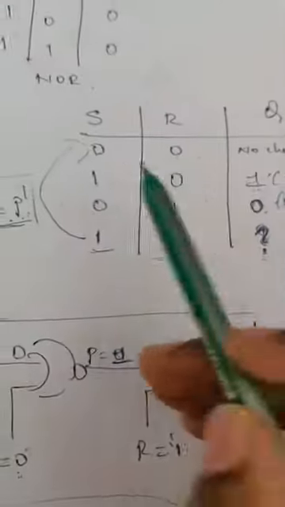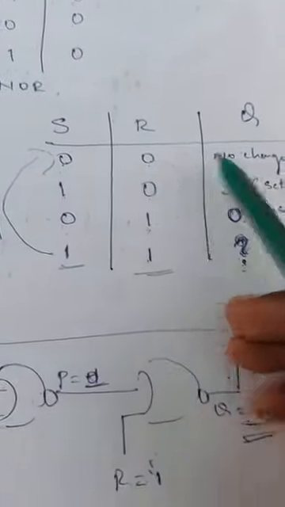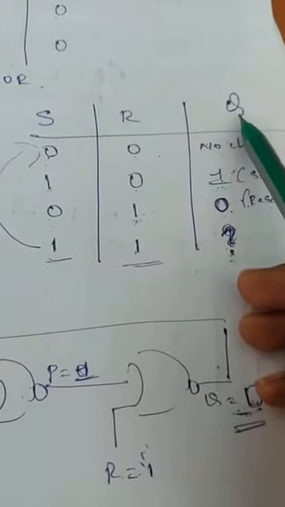In the previous video, we came to know that when s is equal to 0 and r is equal to 0, there is no change, meaning it retains its previous state. If the previous state of q is 0, it will be 0.